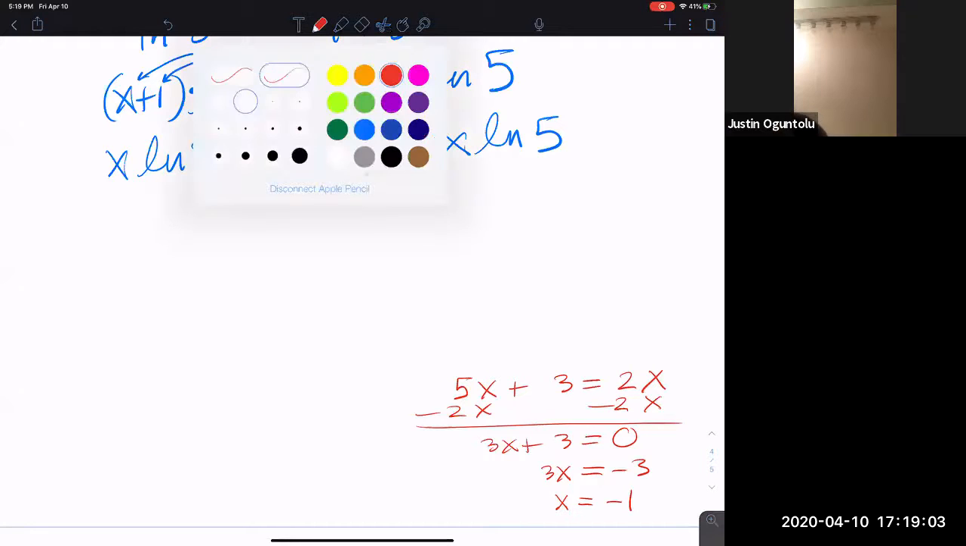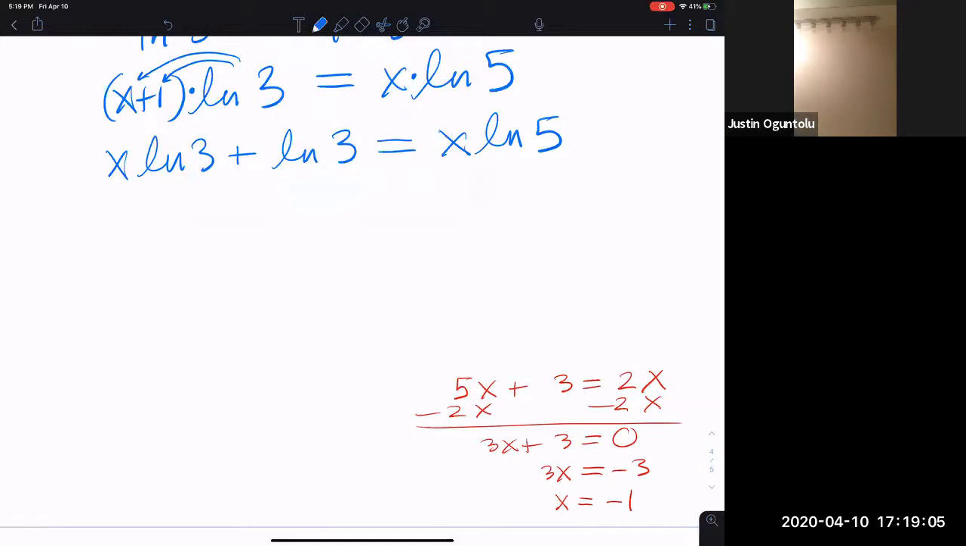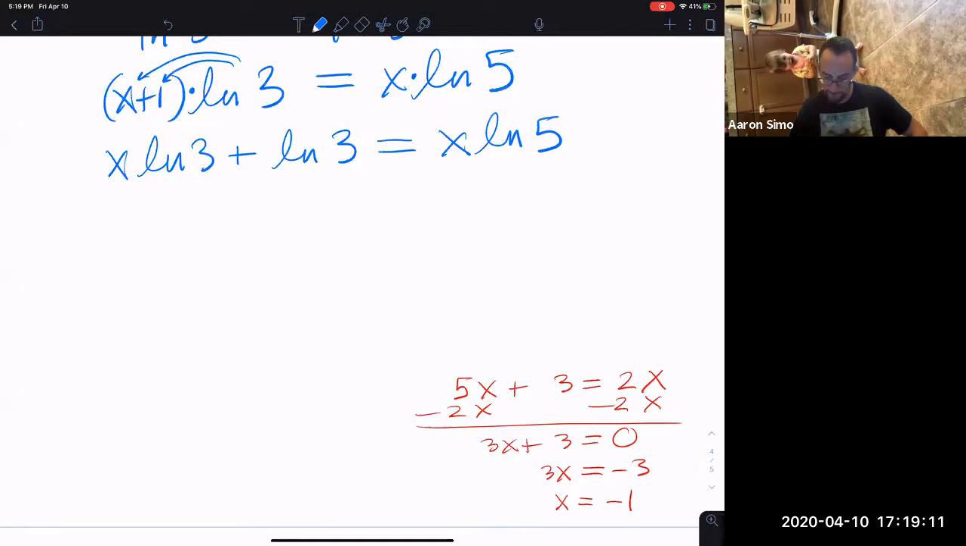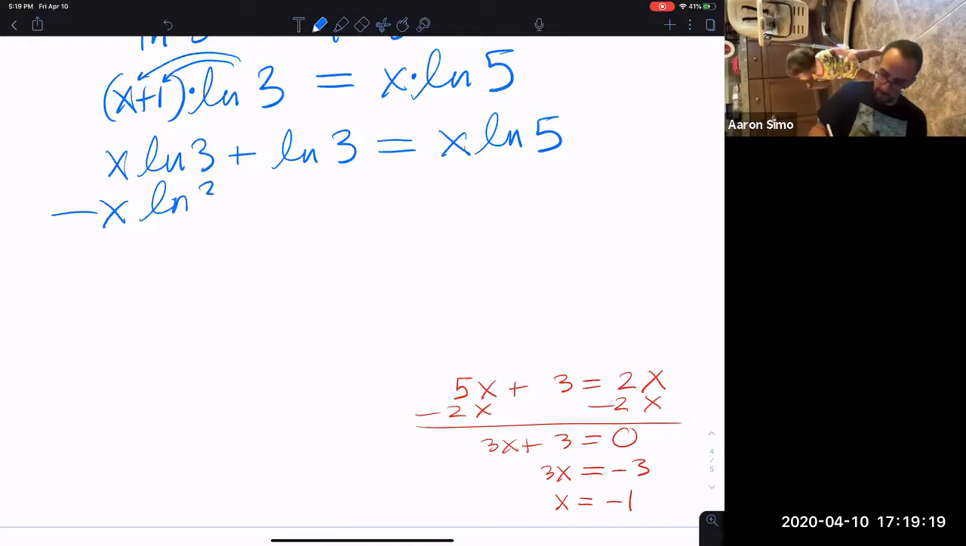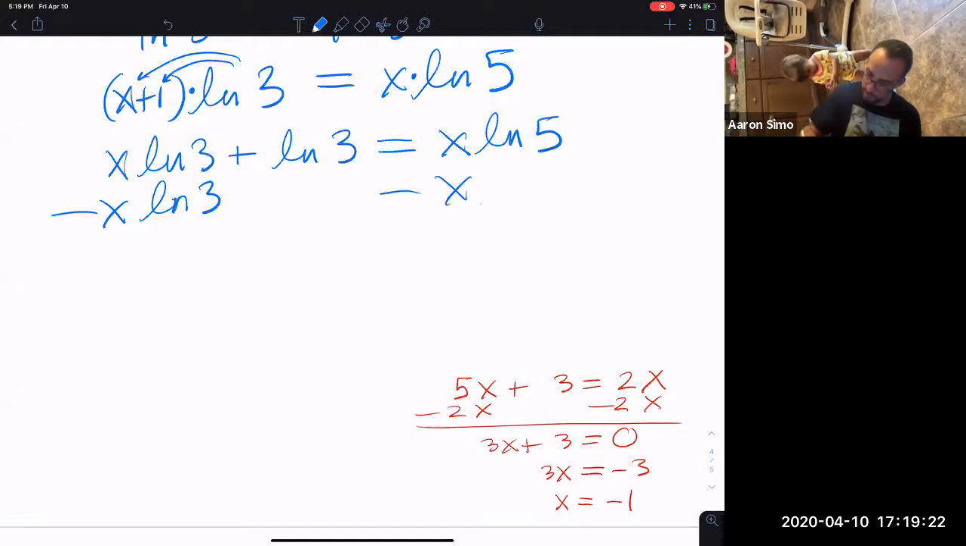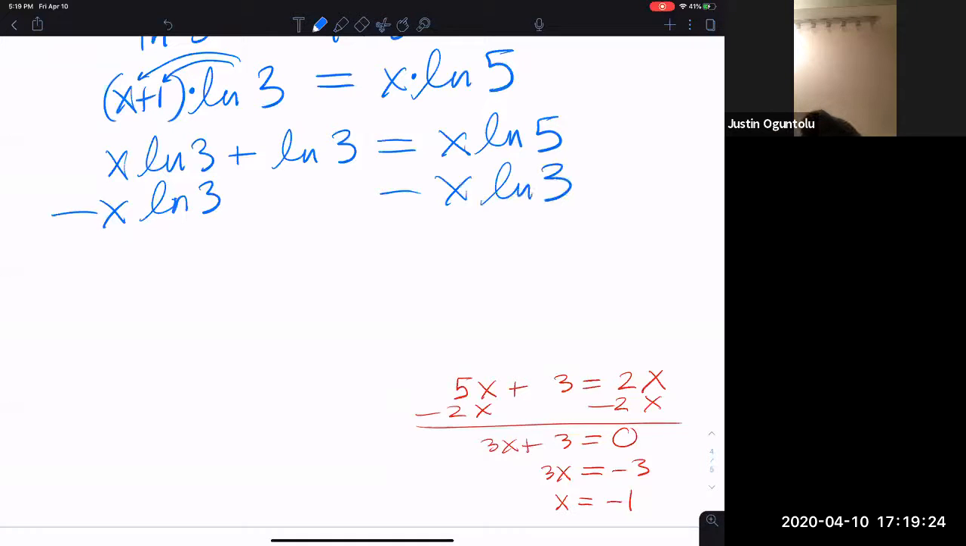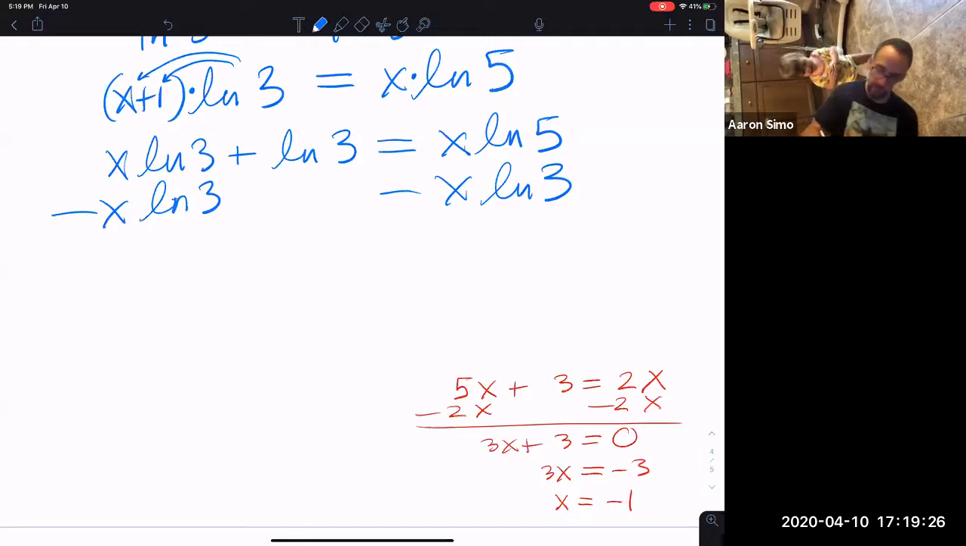x ln 3 plus ln 3 equals x ln 5. Okay, so now we want the x's on one side. So I'm gonna subtract x ln 3 from both sides. Now you're talking. We're in the money now.